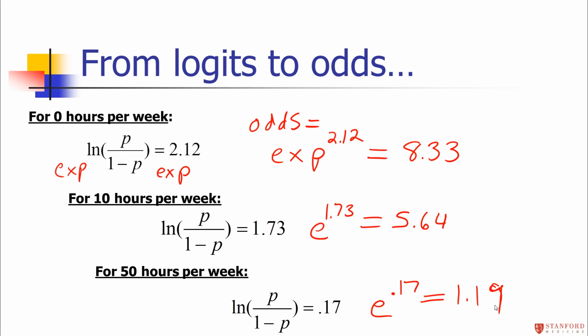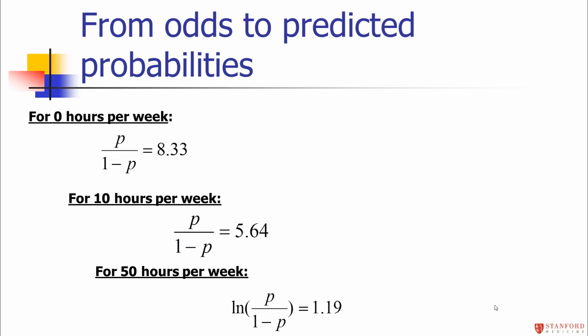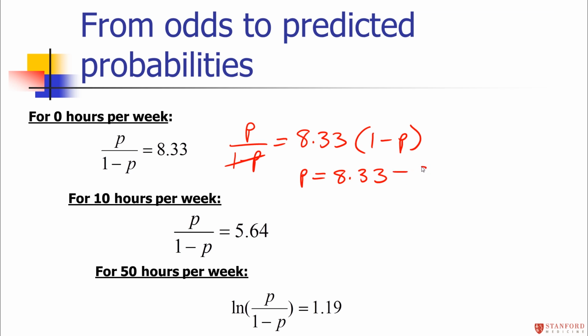Well, of course, I don't think in odds, so I want to go one step further and translate the odds into a probability. Here are the odds. The odds is just the probability divided by 1 minus the probability. So we can actually solve for p here. To solve for p, for this first one, I'm going to multiply both sides of my equation by 1 minus p. Then I get that p is equal to 8.33 minus 8.33p.